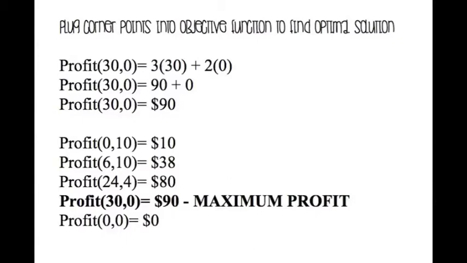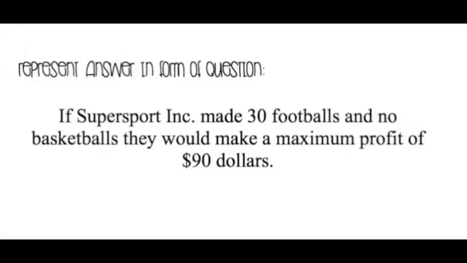We would do this for every corner point, and we've written them below: the profit of 0, 10 is $20, the profit of 6, 10 is $38, the profit of 24, 4 is $80, and the profit of 30, 0 is $90, and the profit of 0, 0 is $0. So now that we've done all the hard work, we have to state our answer in the context of the question. So, if Supersport Incorporated made 30 footballs and 0 basketballs, they would have a maximum profit of $90.